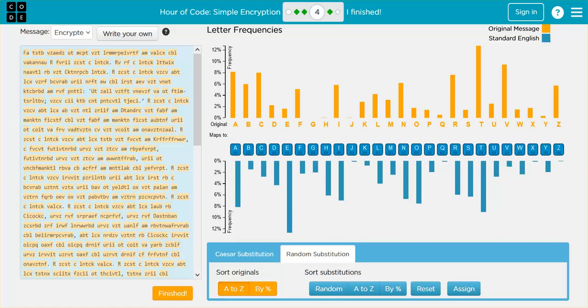Welcome. In this video, I'm going to show you how to use a tool at code.org to decode a random substitution cipher. I typically start by looking at individual letters. So I notice there are a lot of R's that are by themselves. So that means that R would be a word. So it'd probably be A or I.